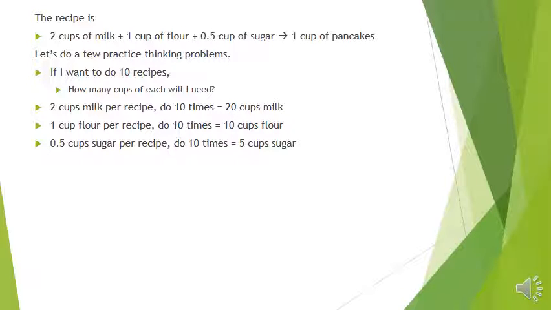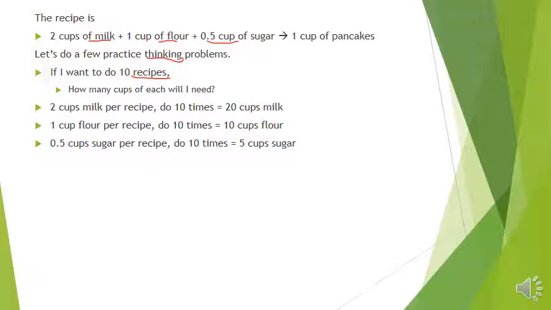So let's say I have a recipe with 2 cups of milk, 1 cup of flour, and a half cup of sugar, and that will make 1 cup of pancakes, okay? Don't worry about cup pancakes, that's just what I call it. So I'm going to do a couple of practice thinking problems. The first one says, if I want to do 10 recipes, how many cups of each one of the ingredients am I going to need?